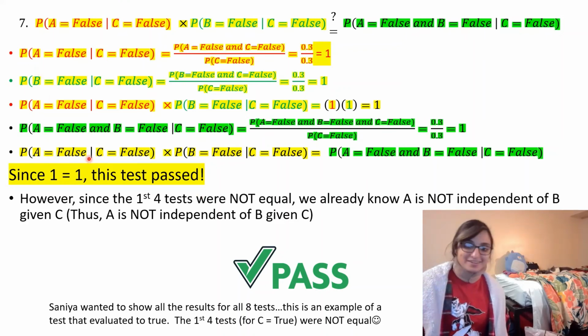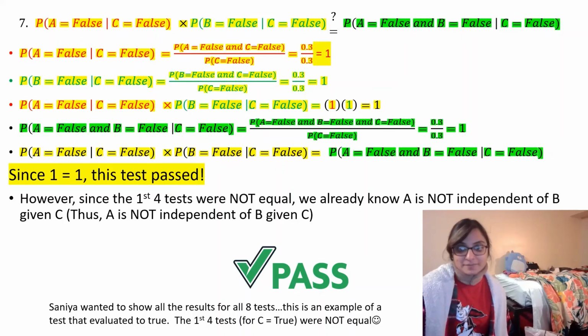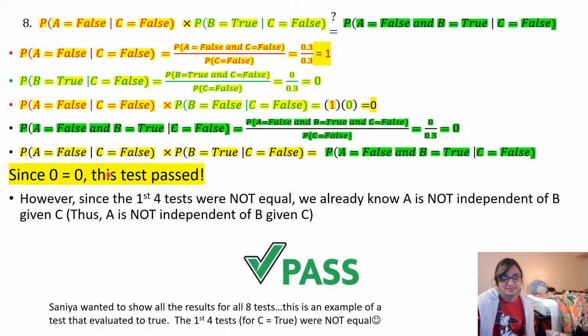So the seventh test passed. But again, we already know that A is not independent of B because of the first 4 tests, and you'll see that in this situation, when C is true, the first 4 tests that we did did not carry out. But we're going to see as well in this 8th and last example that when A is false and B is true, so we're going to be looking at that.